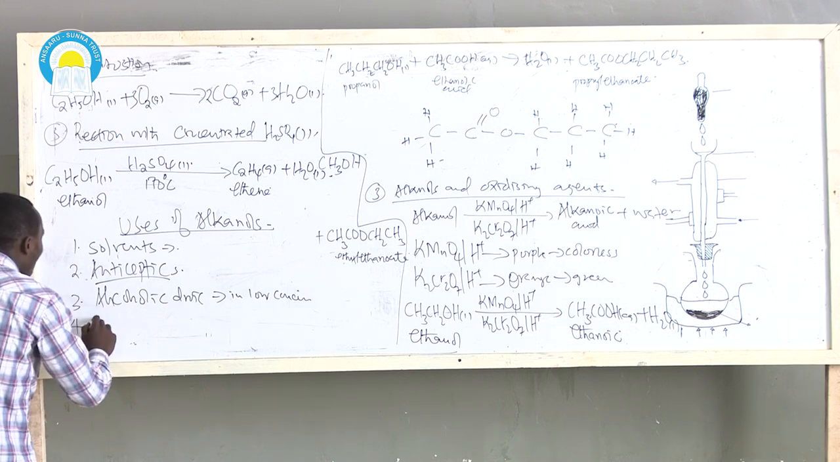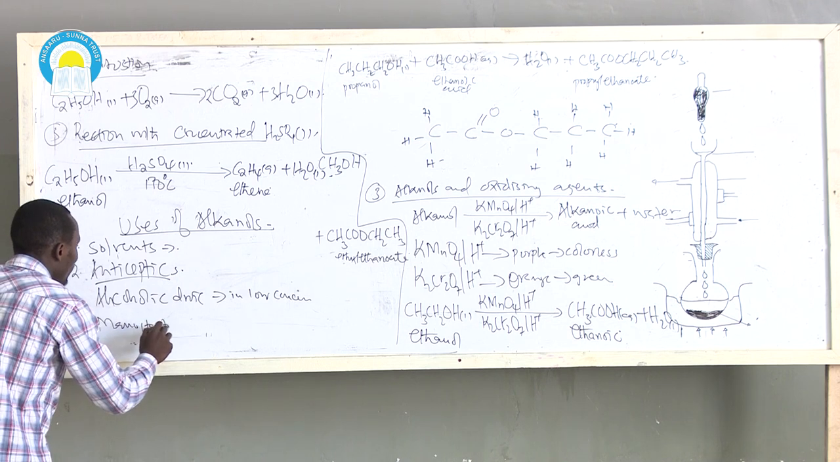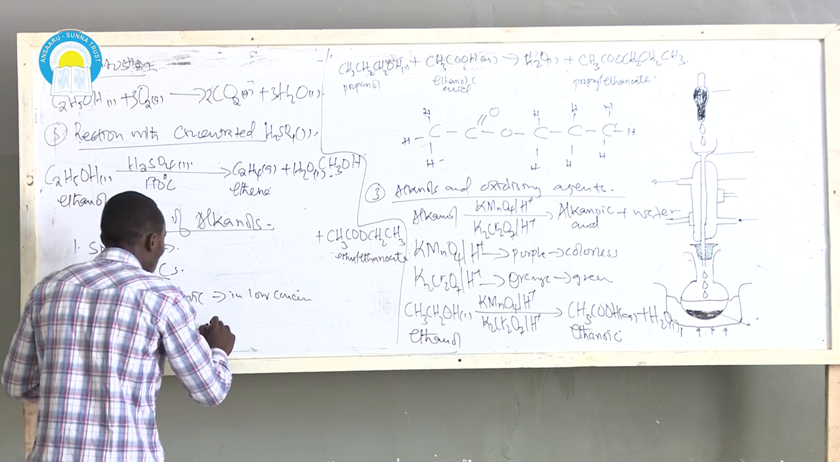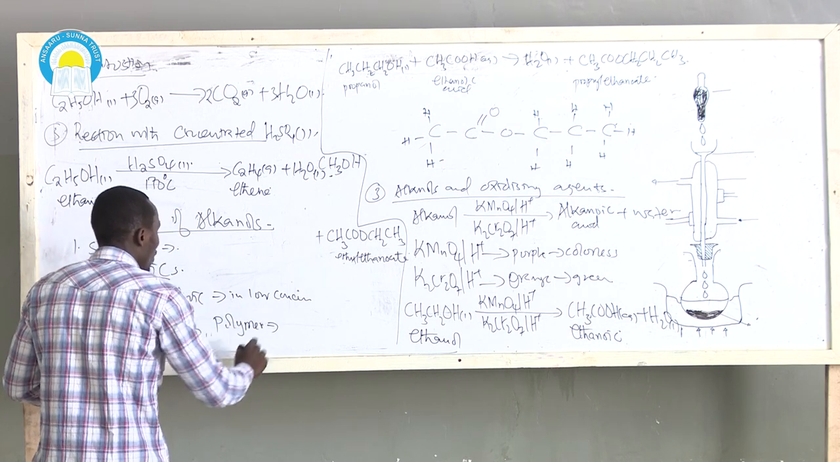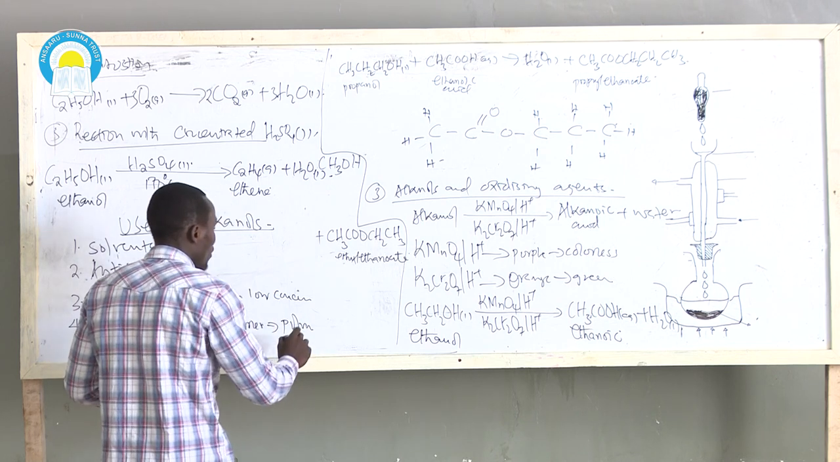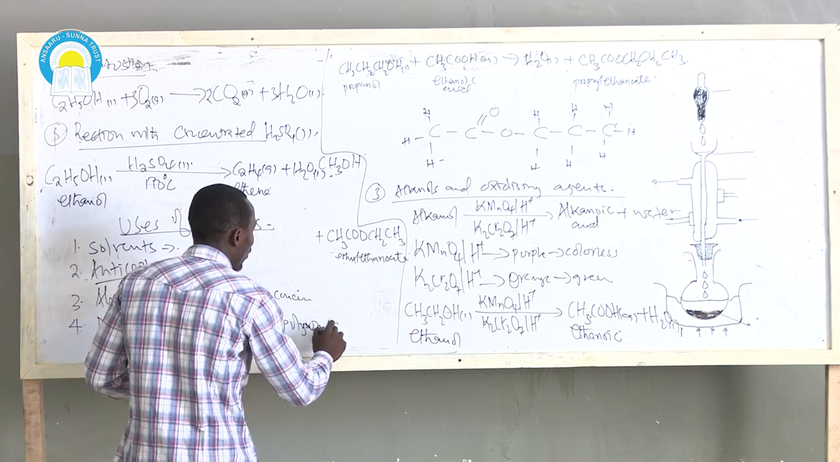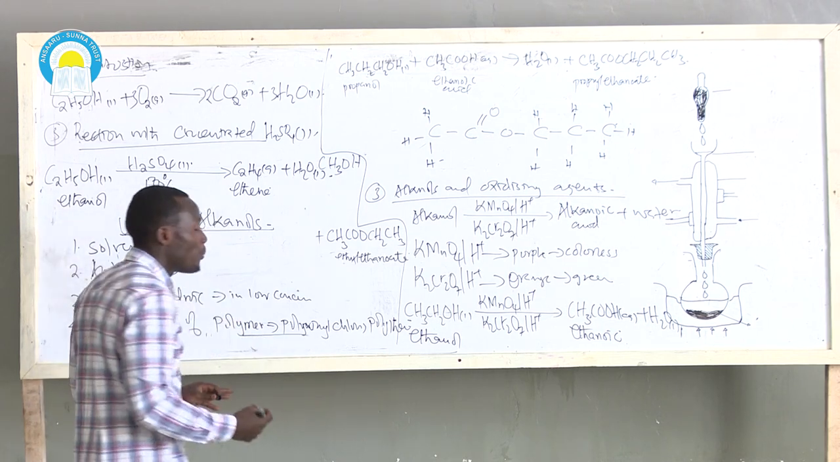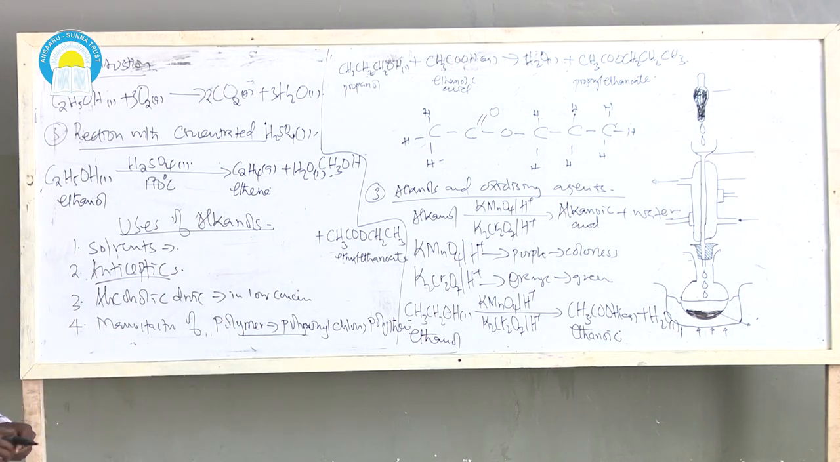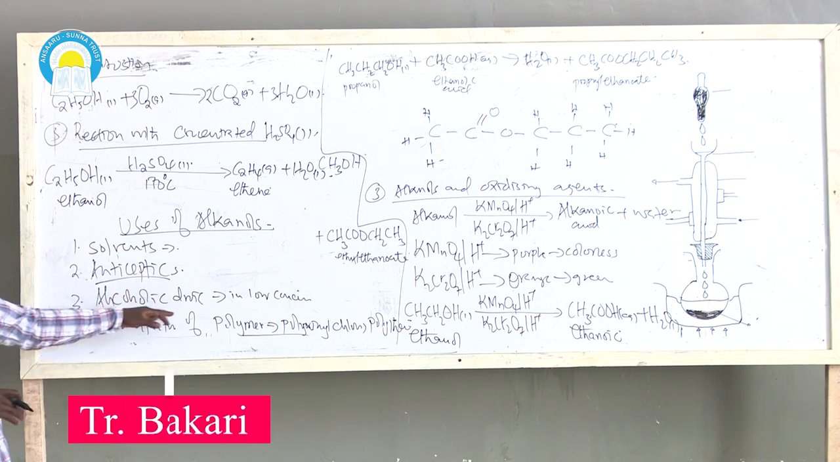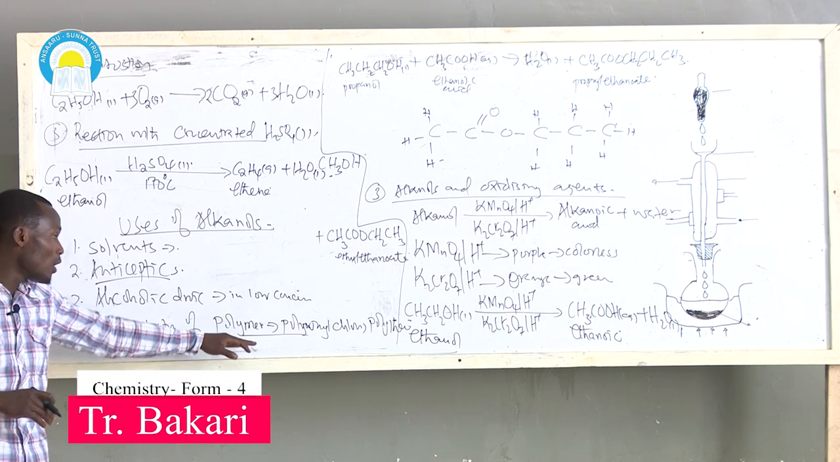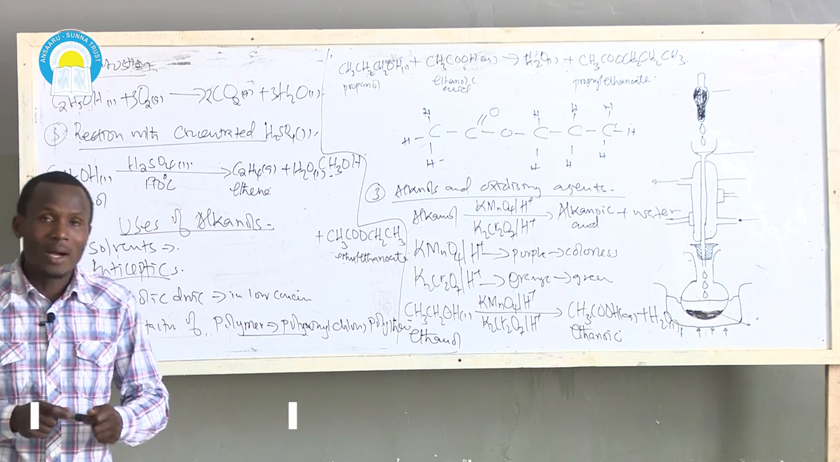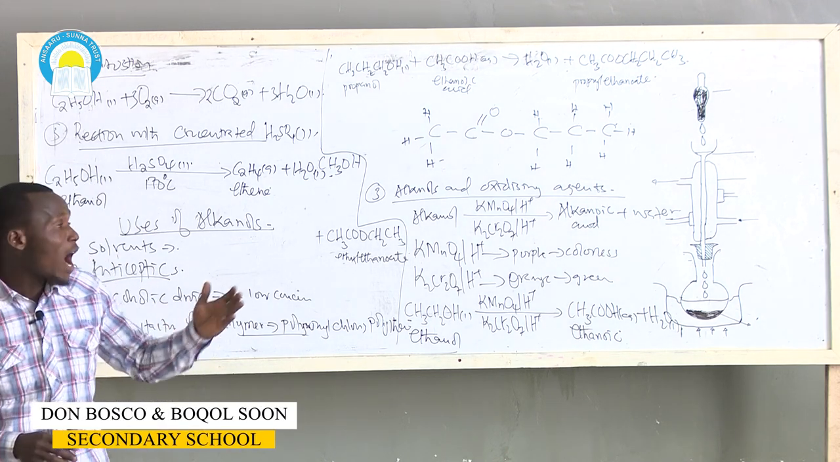And the fourth one is the manufacture of polymers, for example polyvinyl chloride and polythene. That gives us some of the uses of alkanols: solvents in the manufacture of drugs, antiseptics in the killing of germs, alcoholic drinks, and the manufacture of what? Polymers. We talk about synthetic polymers.